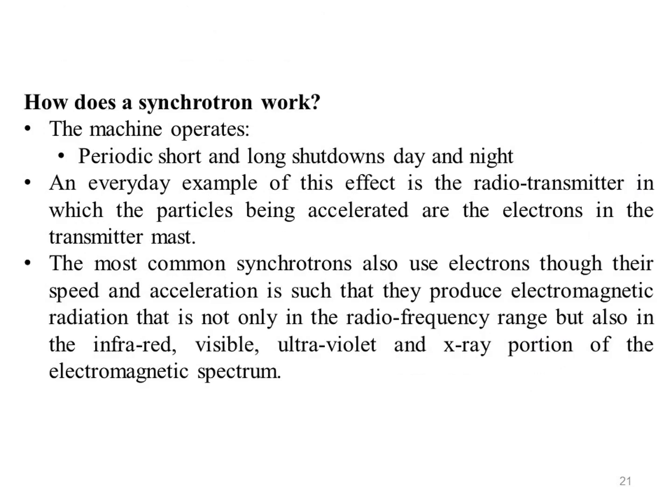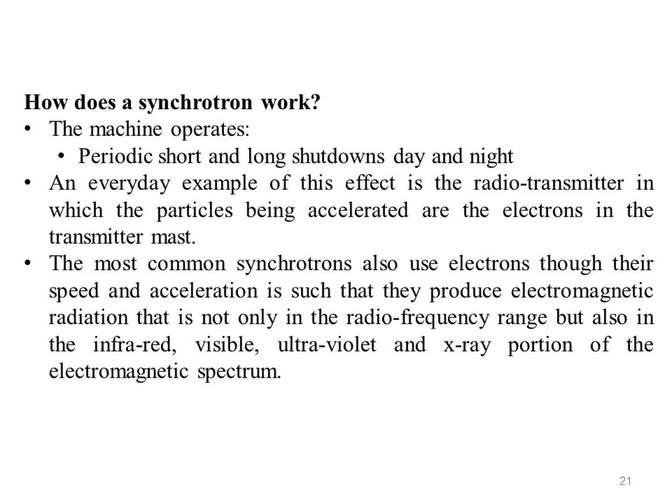How does a synchrotron work? A synchrotron machine accelerates electrons at extremely high energy and then makes them change direction periodically. The resulting X-rays are emitted in dozens of thin beams, each directed toward a beamline next to the accelerator. The machine operates with periodic short and long shutdowns day and night.